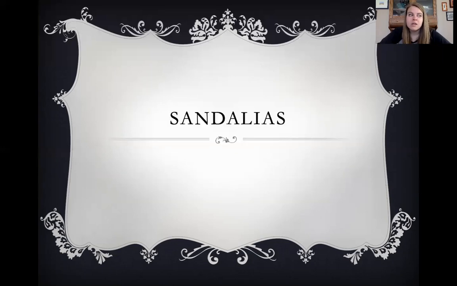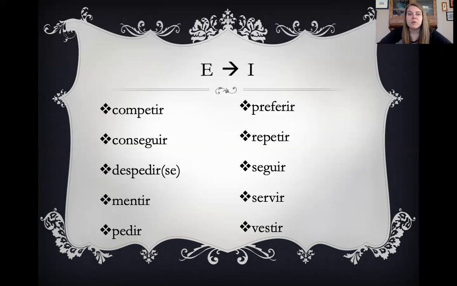Our sandal verbs. This was confusing a lot of you last week as well. So for sandal verbs, we have 3 categories. We have E to I, O to U, and I to Y. These only change in the bottom 2 forms. That's why we call them sandals. It's just those bottom 2, the flat bottom part of the forms.